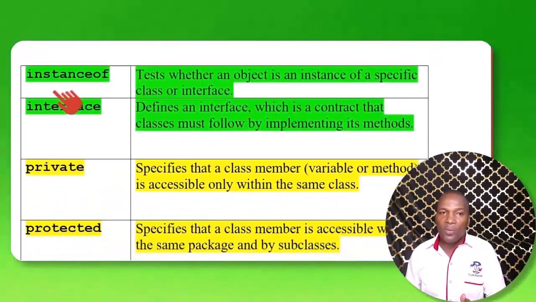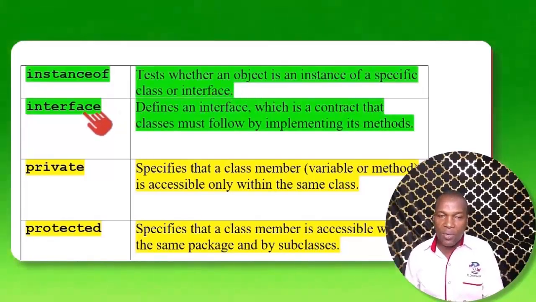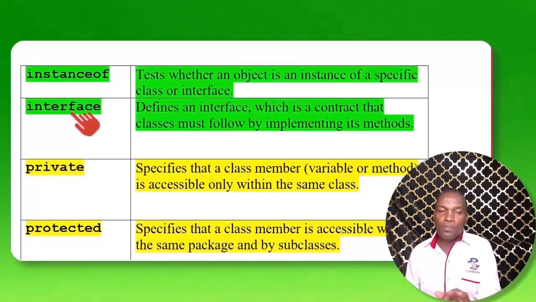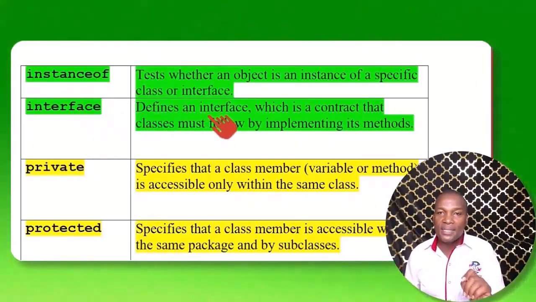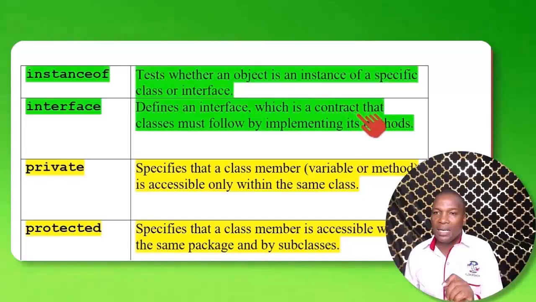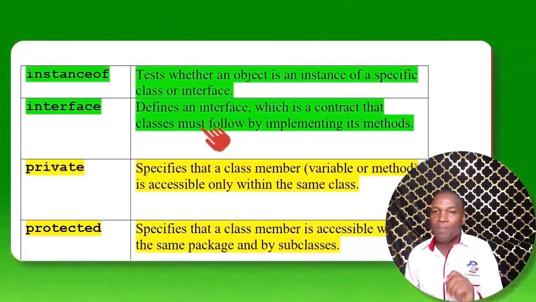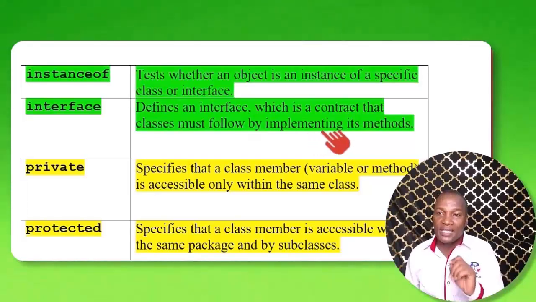Then the other keyword we have is instanceof. And this one tests whether an object is an instance of a specific class or interface. Then remember, I mentioned the keyword interface when I was talking about implements. We said classes and interfaces, when you come to implementing, you'll find that together. Now, what is interface? Interface defines an interface which is a contract that classes must follow by implementing its methods.